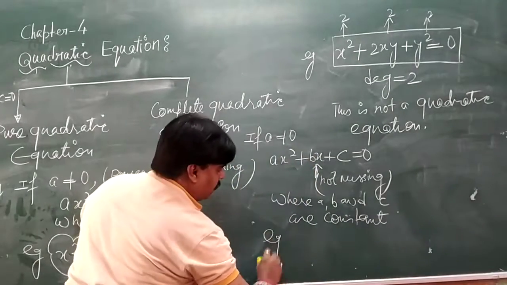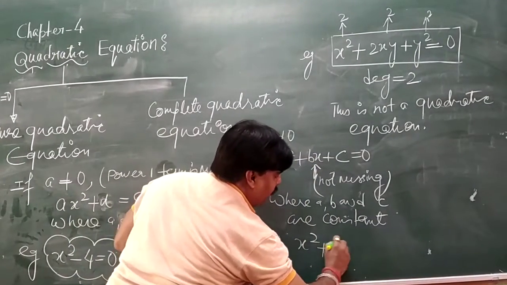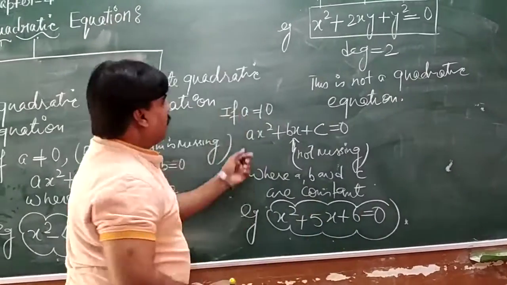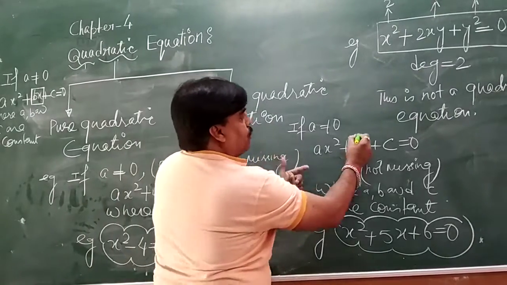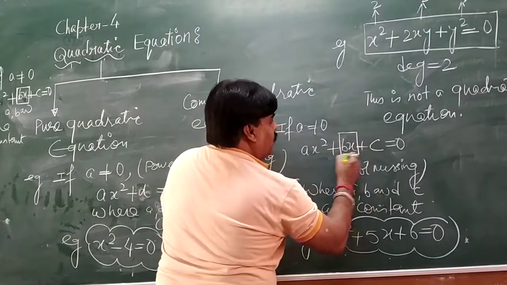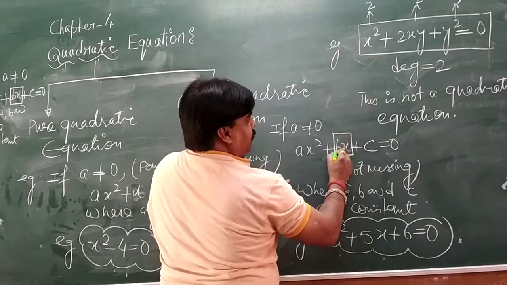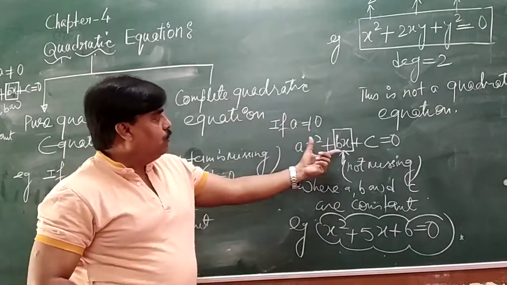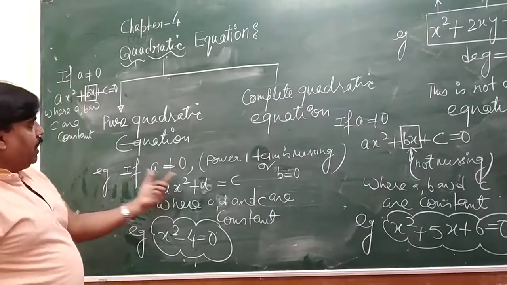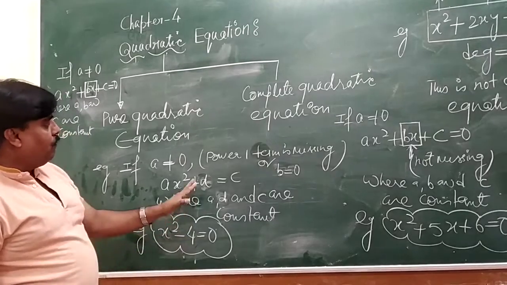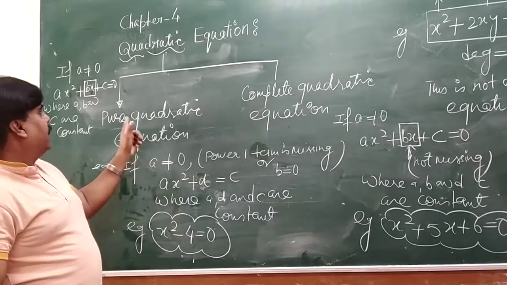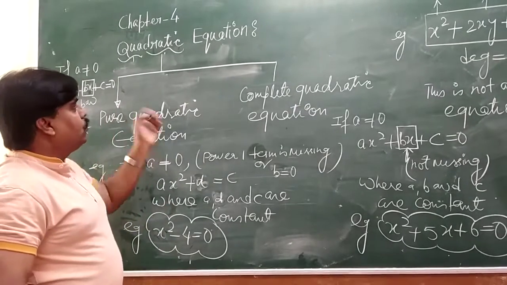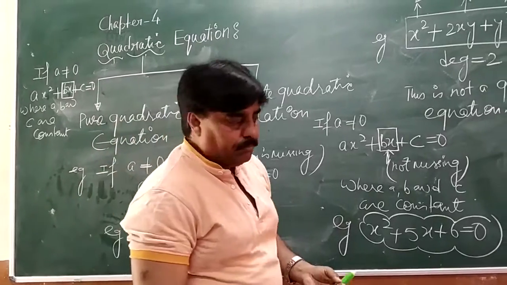You can take an example like x square plus 5x plus 6 is equal to 0. This is the example of complete quadratic equation. Complete quadratic equation means power one term is not missing. If the power one term is missing, means there is no term of x, only x square term is there, then that is the pure quadratic equation. So there are two different types of equations, pure quadratic equation and complete quadratic equation.